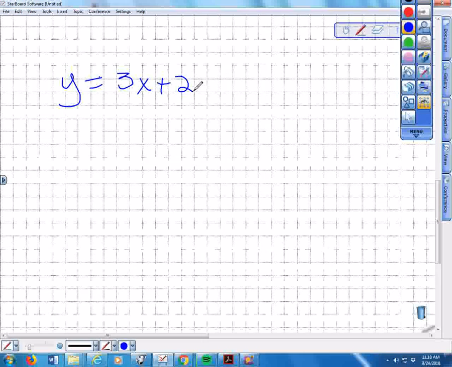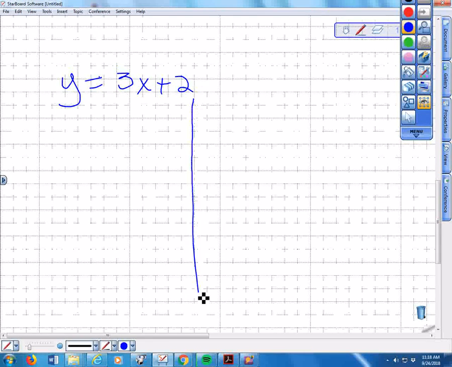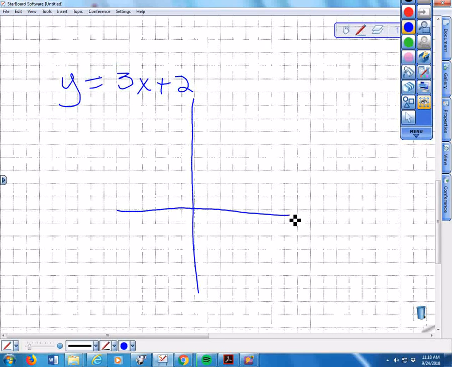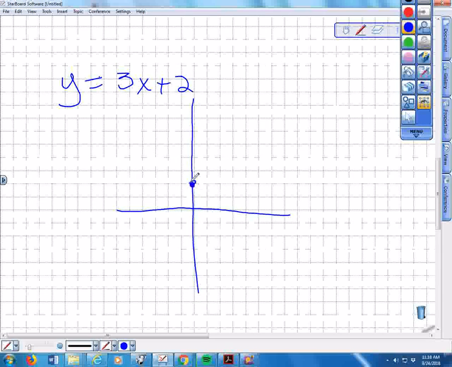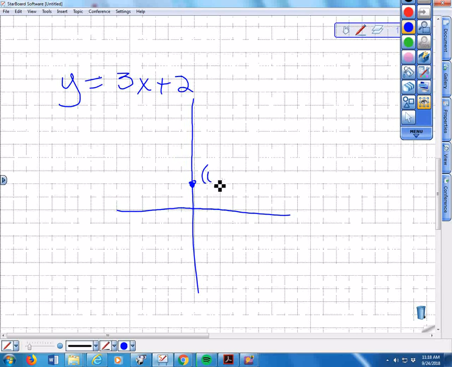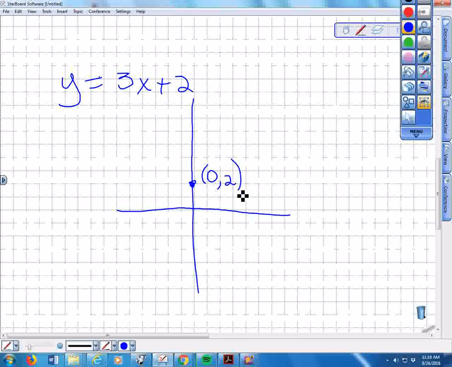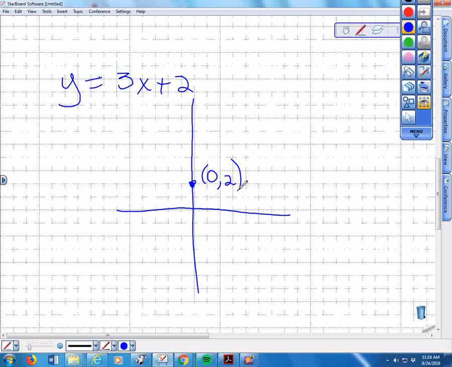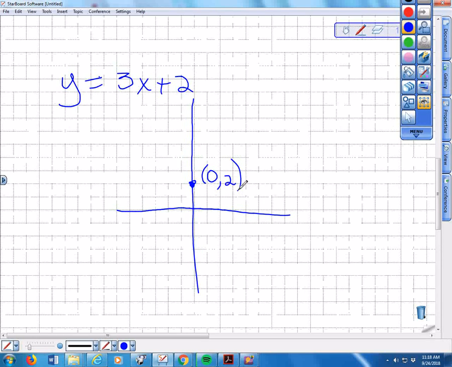So when it's in slope-intercept form, the easiest way to graph it is to start with the y-intercept. What's the coordinate of the y-intercept? (0, 2). Because all along the y-axis, x is equal to 0. Okay, (0, 2). And I'm going to use that point and the slope.